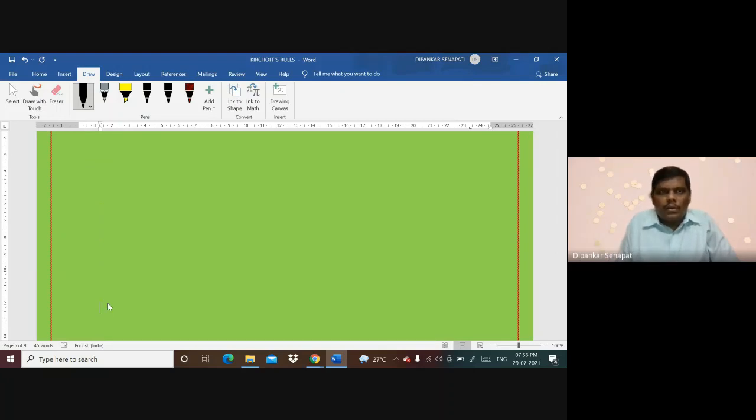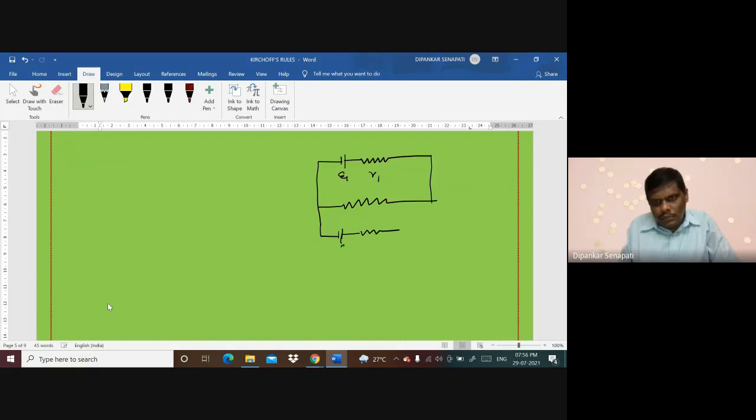See, the first circuit. This is a cell E1 and R1. This is a resistance. Okay, this is another cell, so this is E2 and R2. Right. Loop. Loop means closed path.